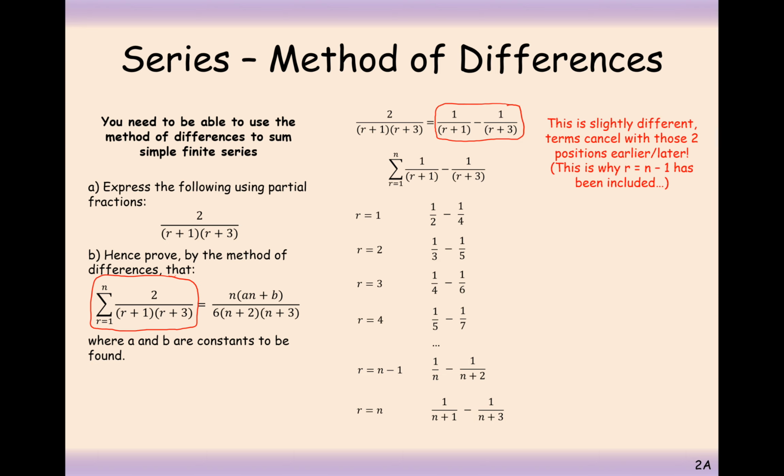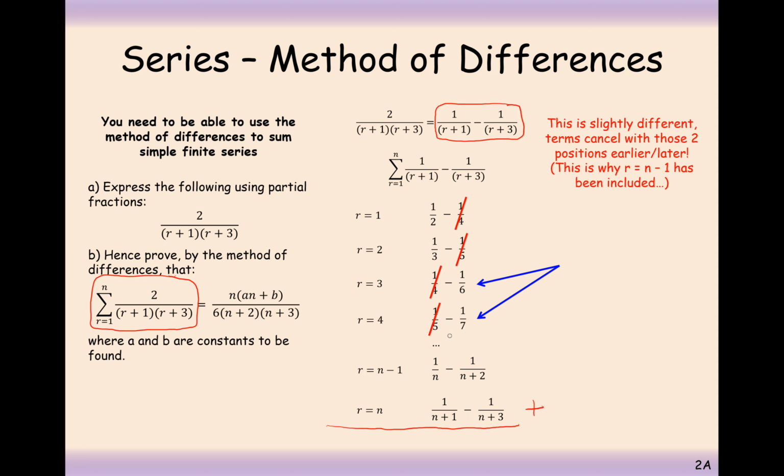So, now what we're going to get is, when we add all of these terms together, we can see here this is slightly different. Terms cancel out with those two positions either earlier or later, and this is why r equals n minus 1 has been included as well. So we can see here that the minus quarter will cancel out with the quarter that's 2 terms away from it. The minus fifth will cancel out with the fifth 2 terms away from it.